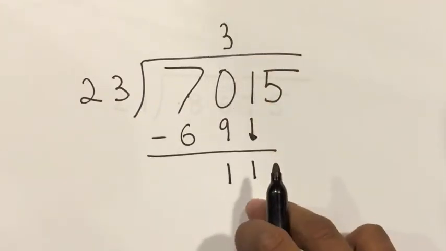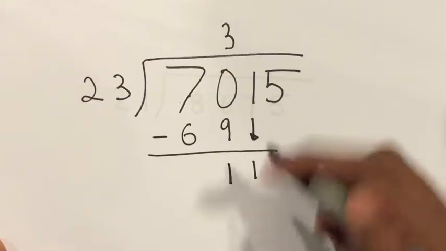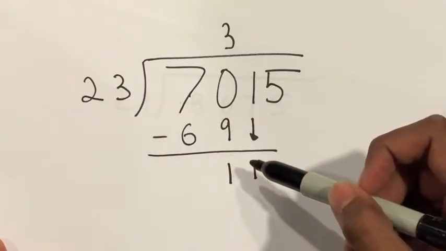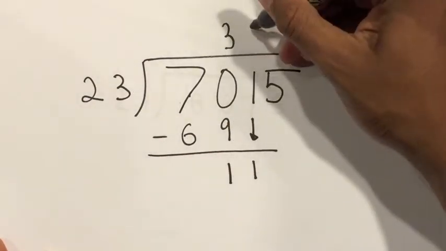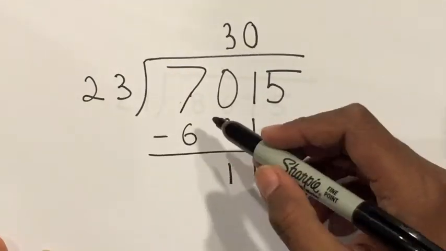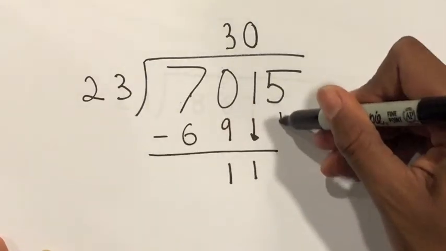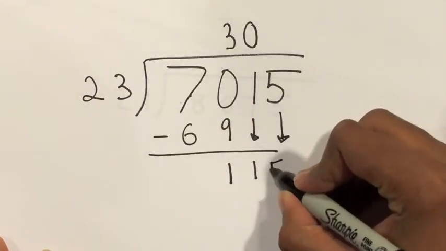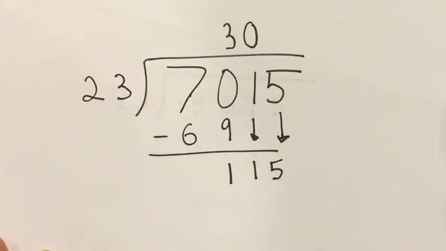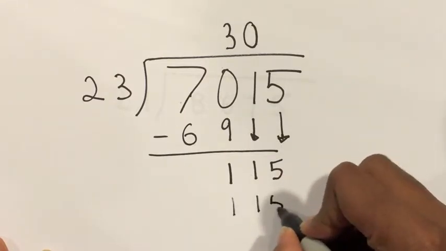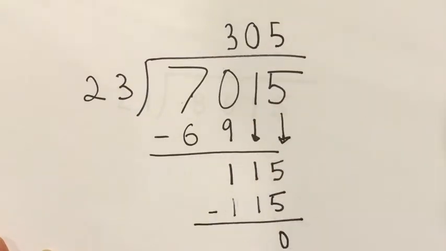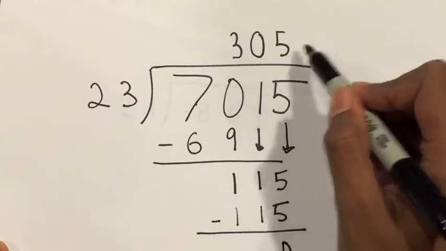Now we have 11. Now the tricky thing here is that 23 goes into 11 0 times. This is way smaller than 23. So what you need to do is you need to write a 0 right here as a placeholder, and you'll see why later. Next, we're going to bring down the last digit, 5. So 23 times 5 just happens to be 115. So we're going to have 1, 1, 5 right here, subtract, you get 0. So now your answer is 305.